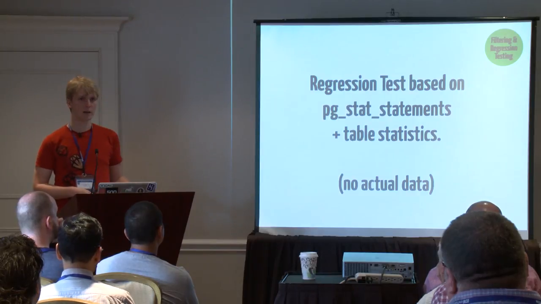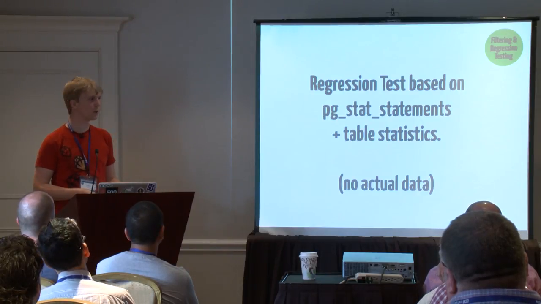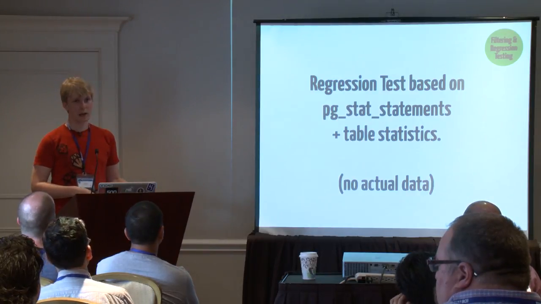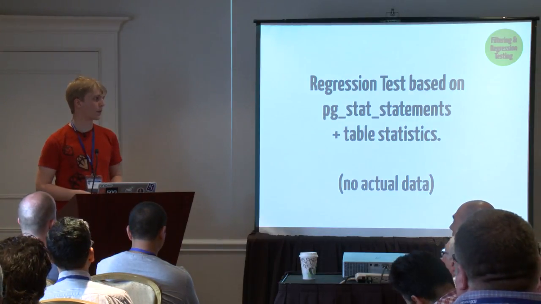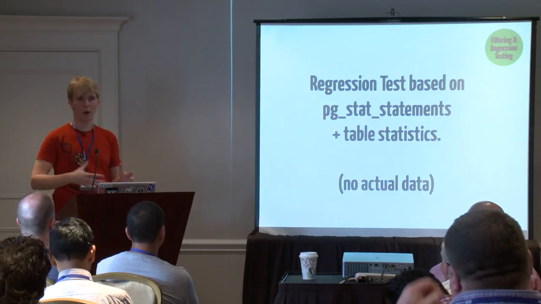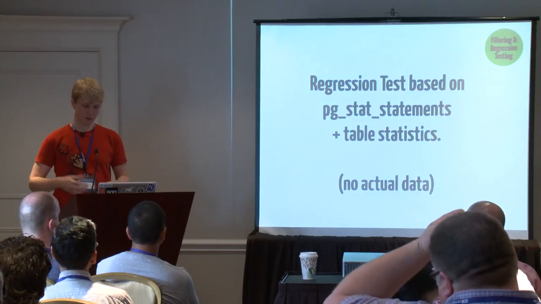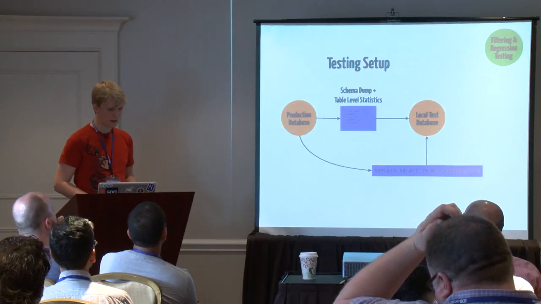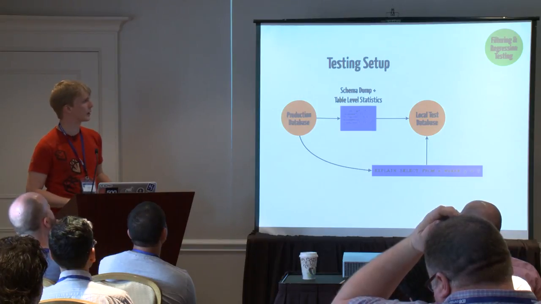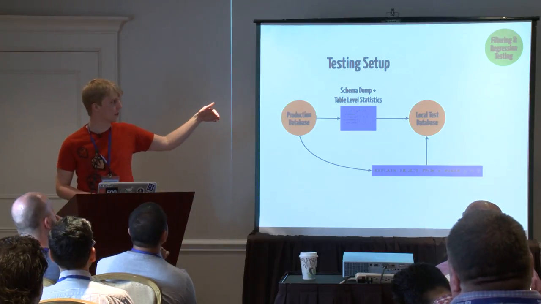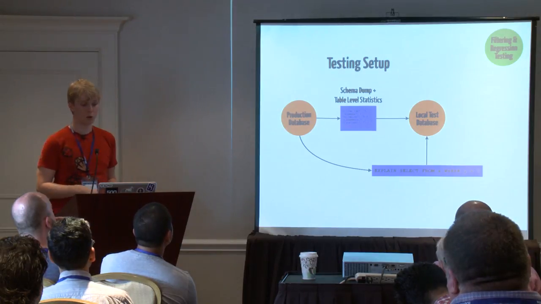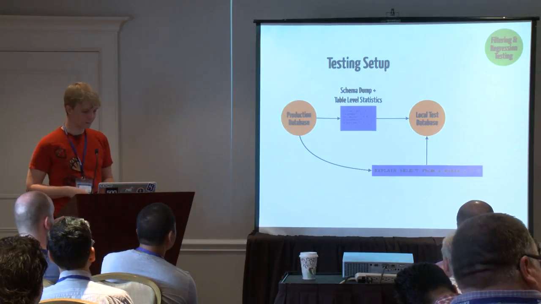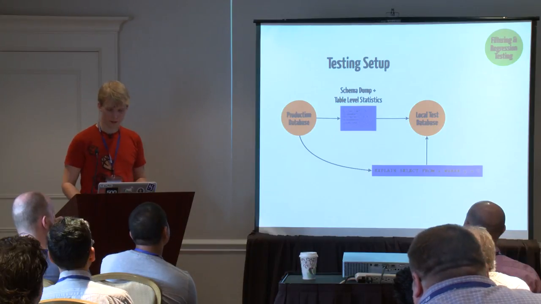So using pg_stat_statements data to know what's actually running on your system, right? And using table statistics to know what the table looks like, but no actual data, so you do not actually have access to the database. The testing setup for this would be: you have a production database, you dump the schema and the table level statistics, push this into a local test database, which looks like production but has no data. And then you want to run explain on it.